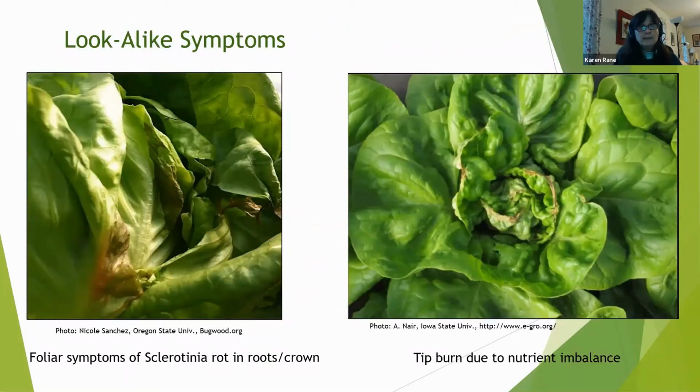Symptoms can be deceiving, and I've got a couple of slides here to show you that. Both of these pictures of lettuce are showing what could be construed as sort of a tip burn or a collapse of the leaves, but one of them is an infectious disease, Sclerotinia rot, which is actually attacking the roots and the crown of the plant. That's on the left, and the tip burn on the right is due to a nutrient imbalance. So sometimes symptoms can be deceiving and need more investigation.